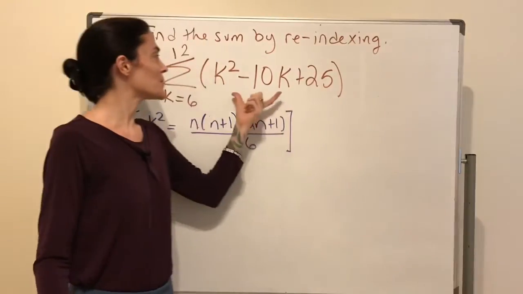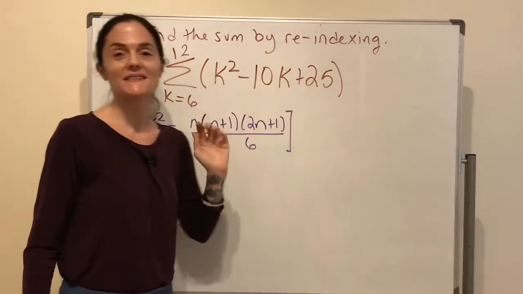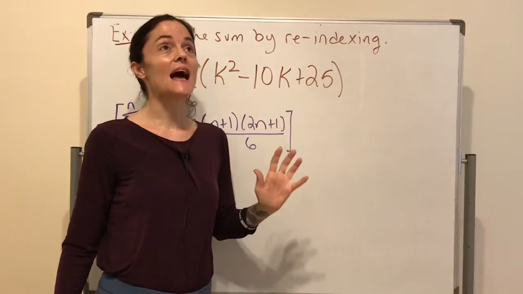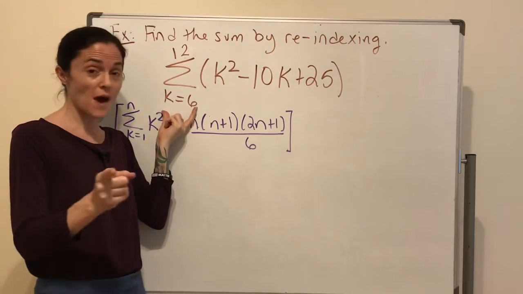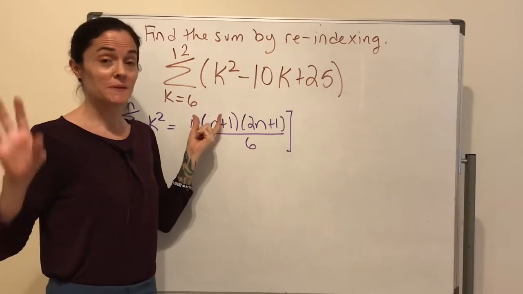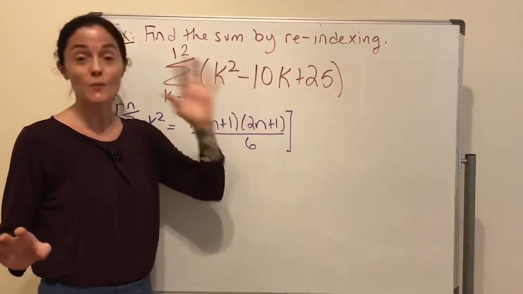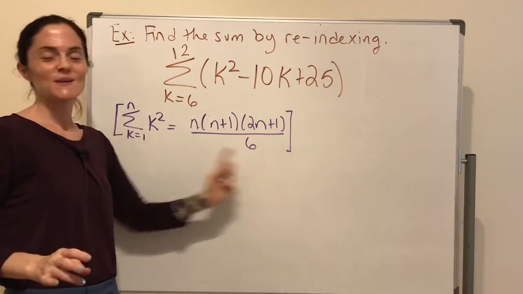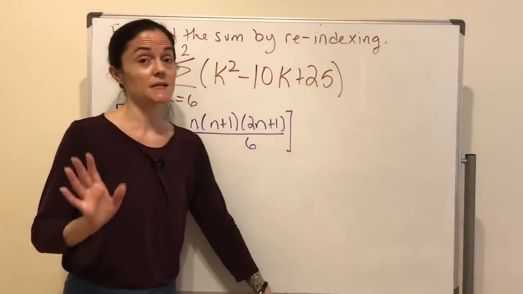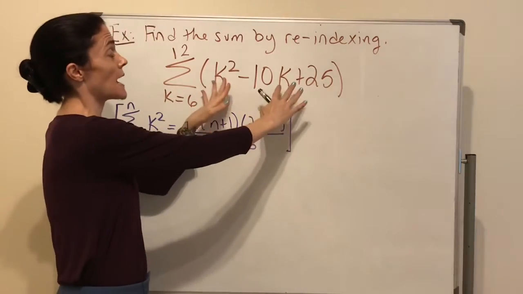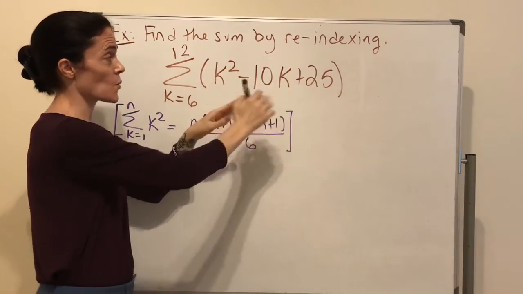This example, at least this part, looks kind of similar to the last, except it's different because you notice we don't start at 1. And the goal of this problem is to find the sum by reindexing. We can also use this here. So maybe a first initial step is I notice that this is a square.